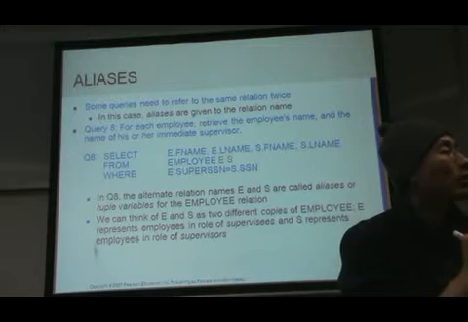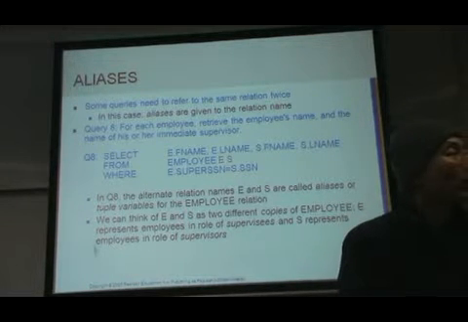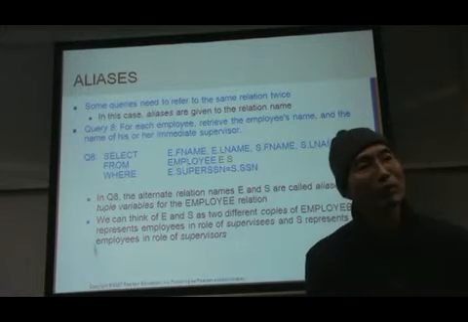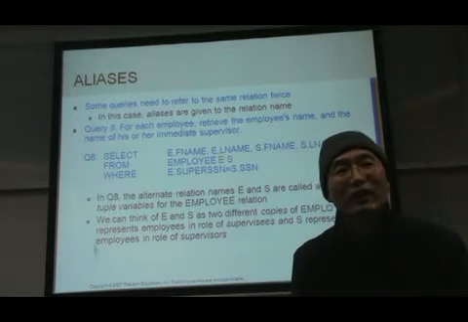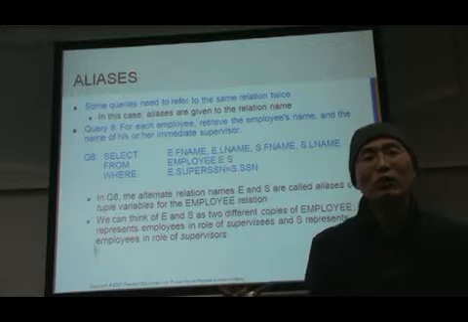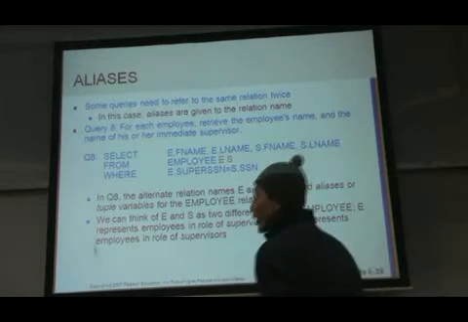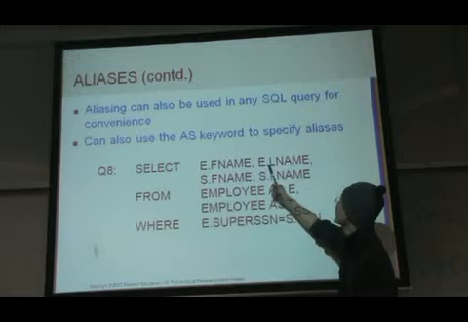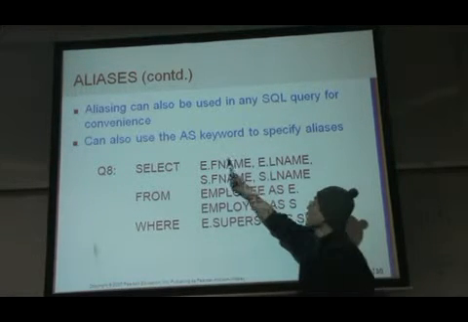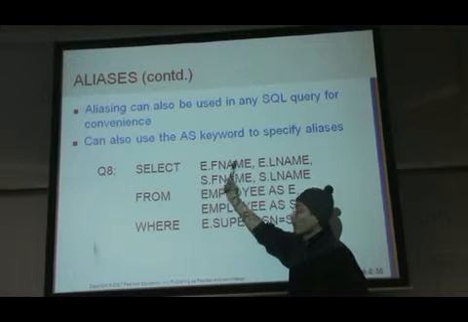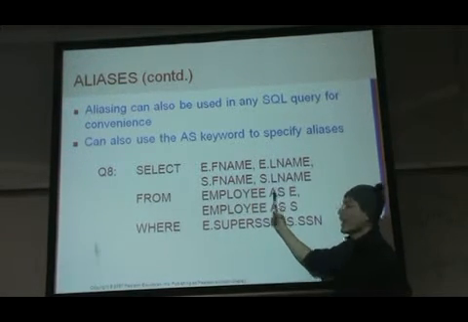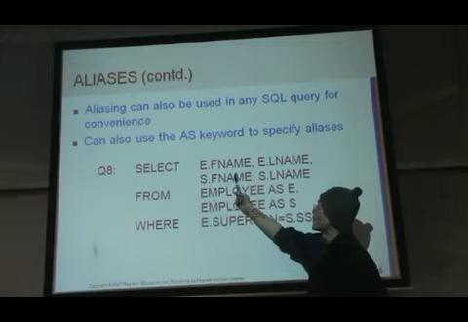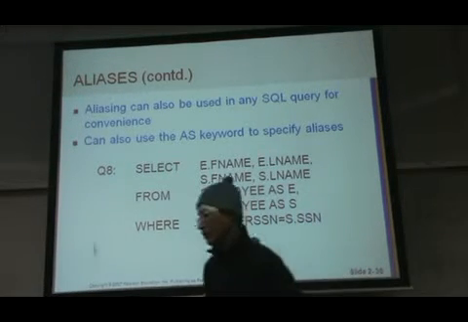Another one is because of the ambiguity of the column name. D name is in the department. For example, name in the department, name in the employee, name in everywhere. So you will be confused. To avoid such a problem, we can rename the column name using alias. So for example here, E F name, E L name, S F name, S L name. E dot F name means first name from the employee. The S can be removed, it's optional. So S dot F name is the first name of the supervisor. So this is the alias.